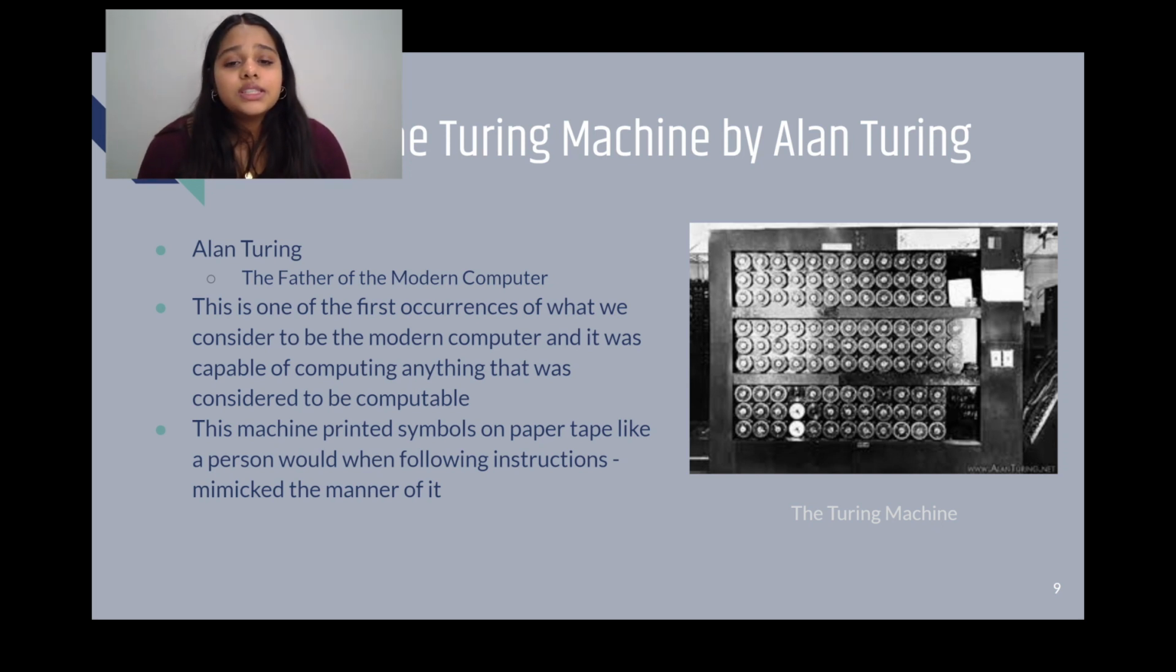And the machine printed symbols on paper tape, mimicking the effect of a human writing down symbols while following instructions. In fact, Alan Turing created something called the Turing test, which essentially tests computers to see if they would be able to mimic the actions of humans, something that's reflected slightly in the Turing machine.